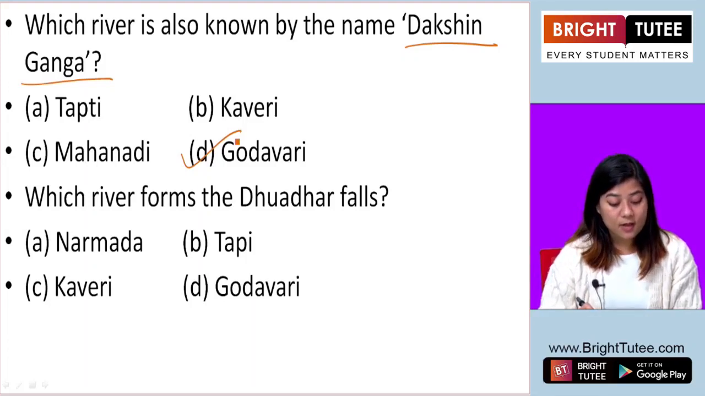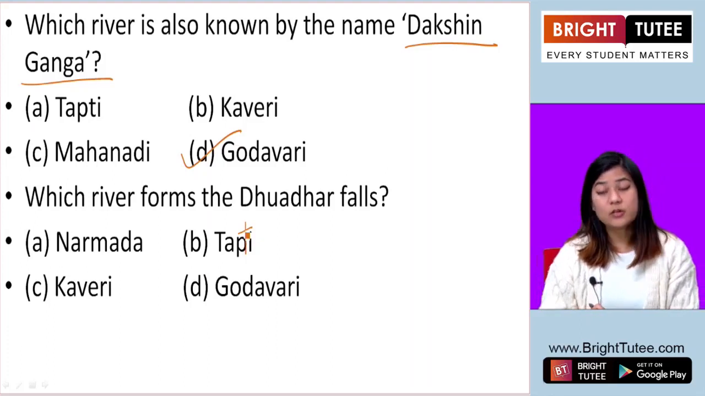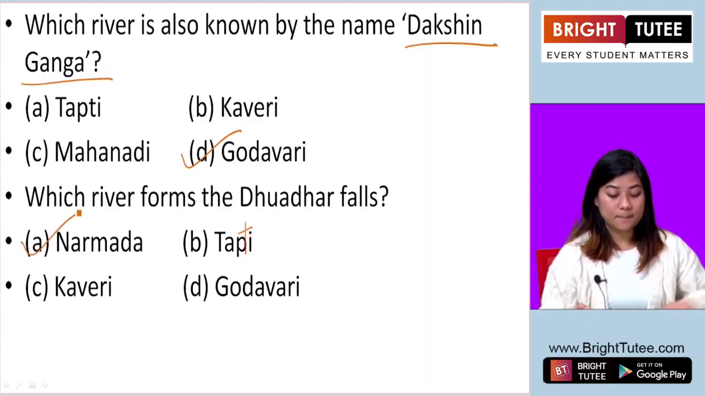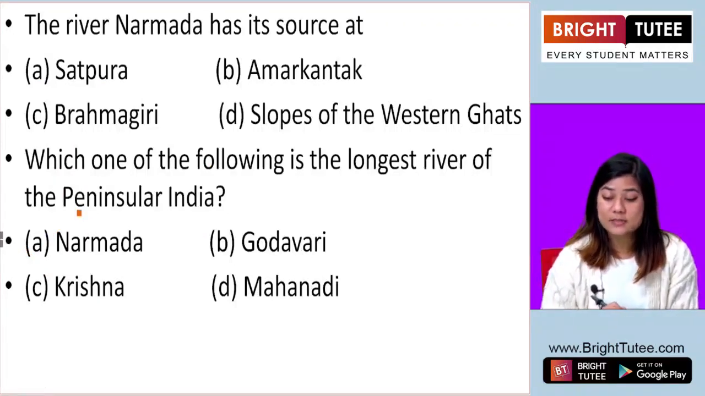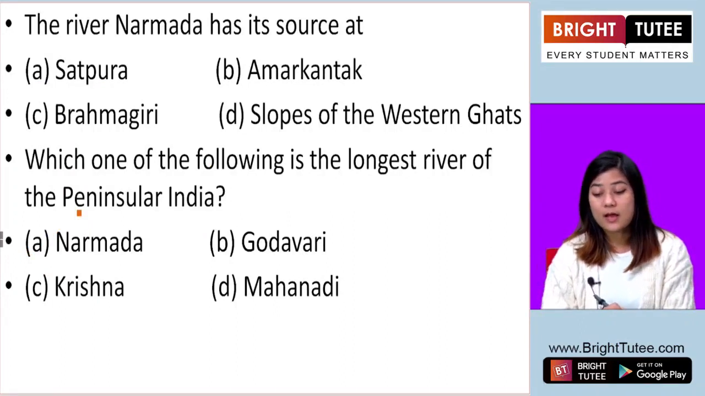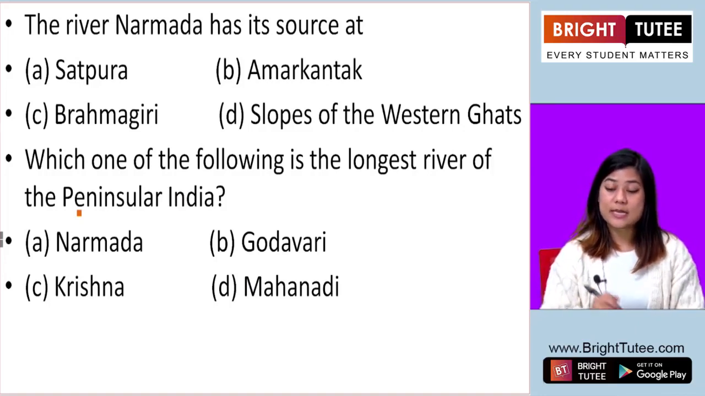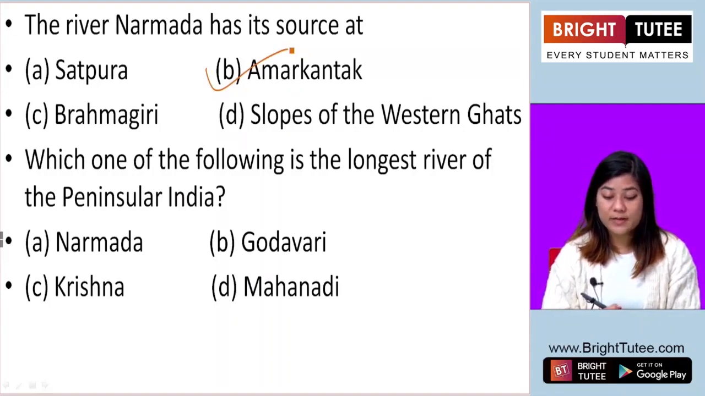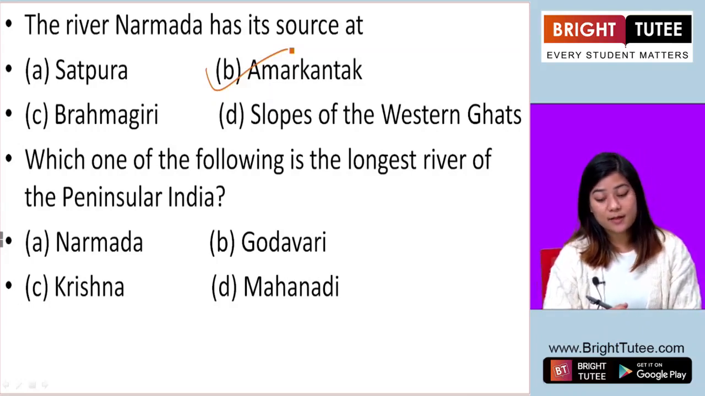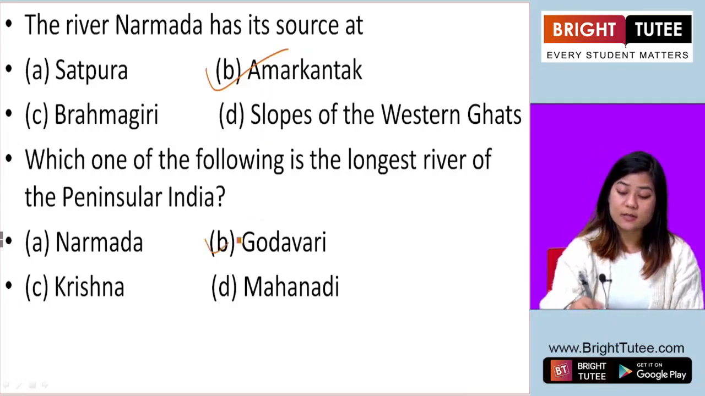Is it Narmada or Tapti or Kaveri or Godavari? It is Narmada. The next one, the river Narmada has its source at Satpura, Amarkantak, Brahmagiri or slopes of Western Ghat. It is Amarkantak. The next question, which one of the following is the longest river of the peninsular India? Is it Narmada, Godavari, Krishna or Mahanadi? The correct answer is Godavari.